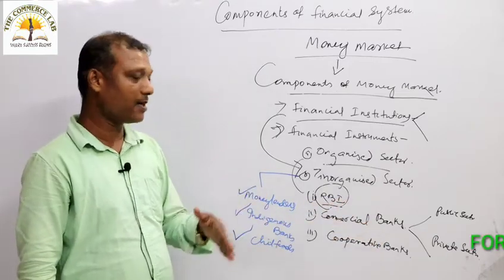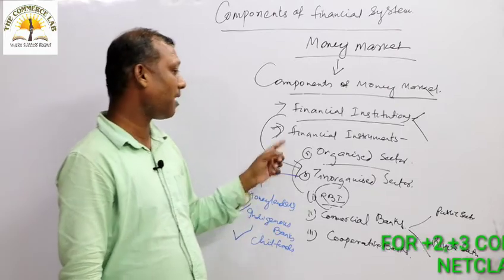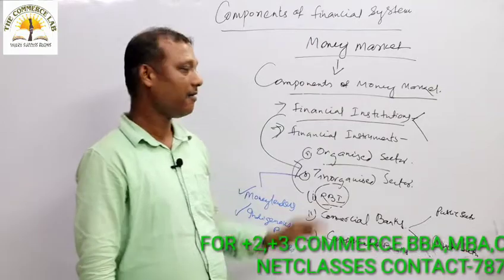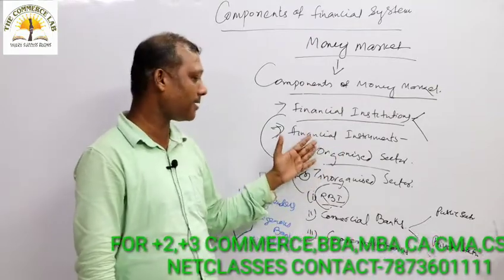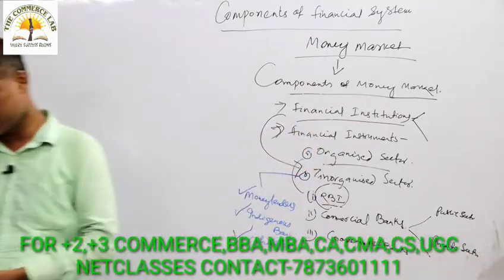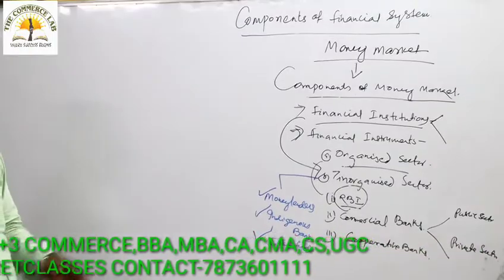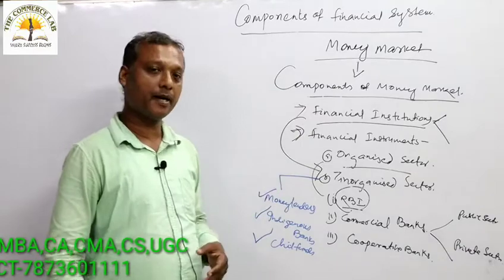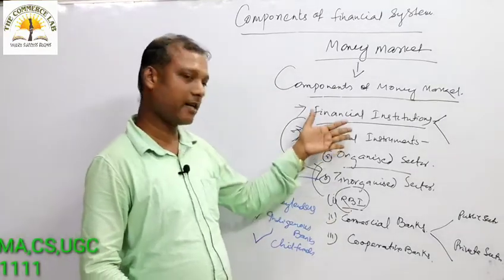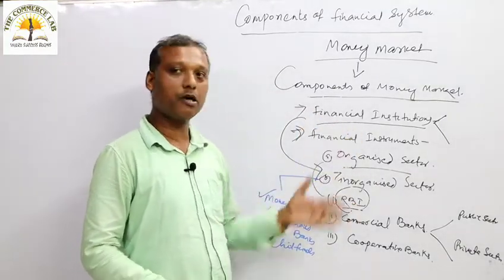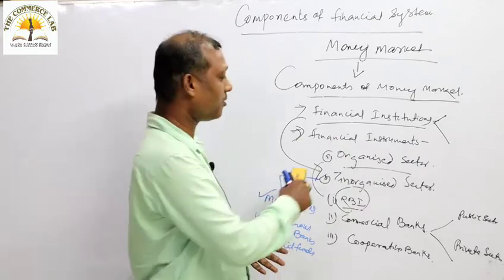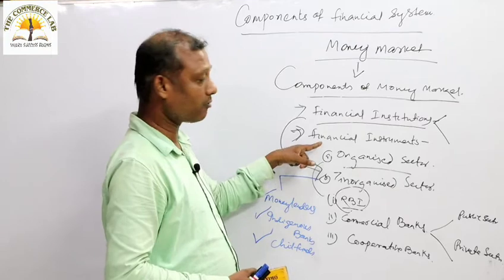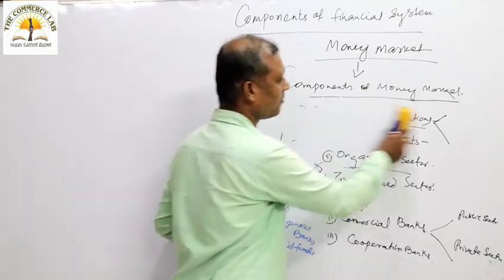Now we will shift our discussion to the financial instruments, which are a main component of the money market. So we are continuing our discussion about the components of the money market. We have discussed the first part, your financial institutions. Now we will move to the second part, your financial instruments. Remember one thing, we will be discussing the financial instruments.